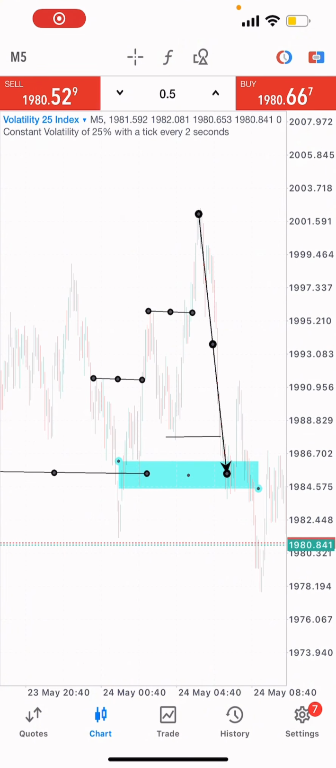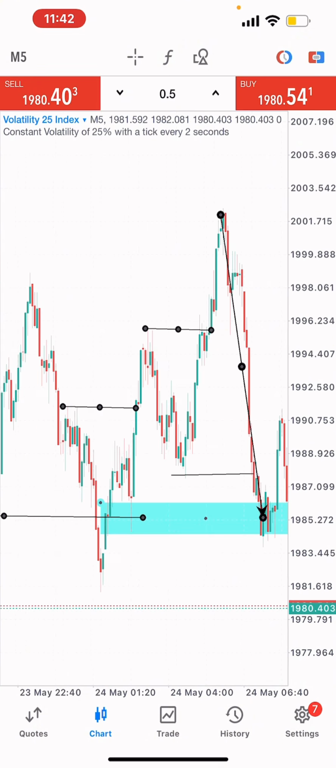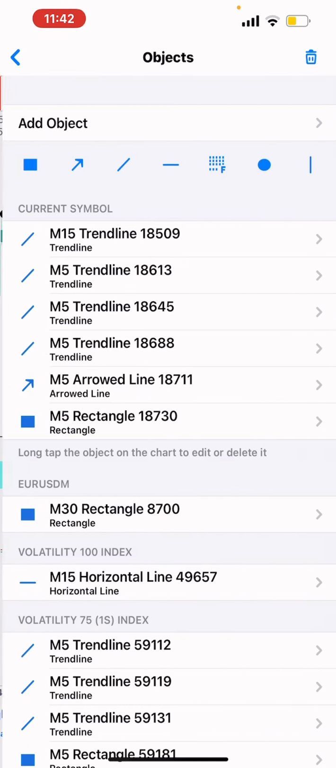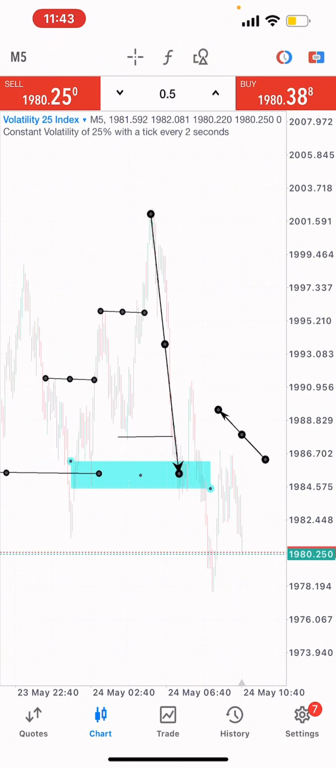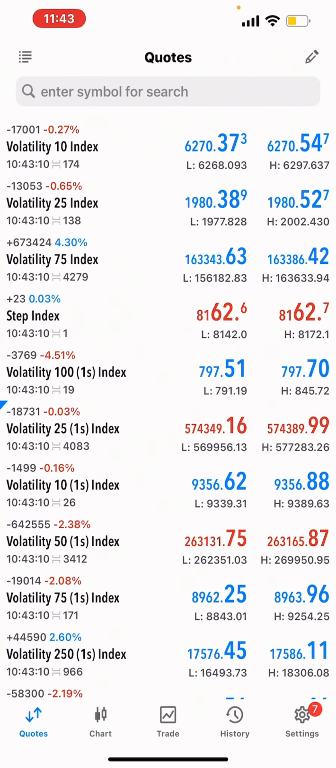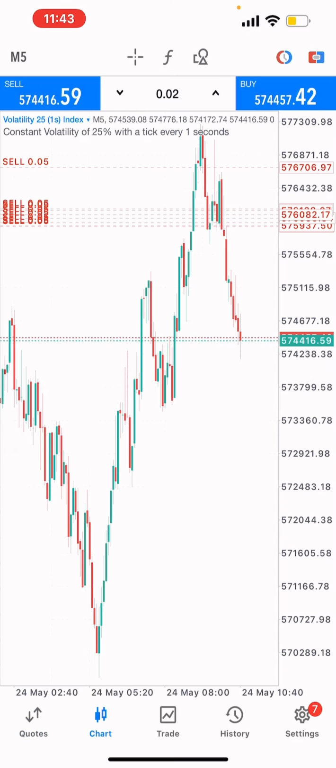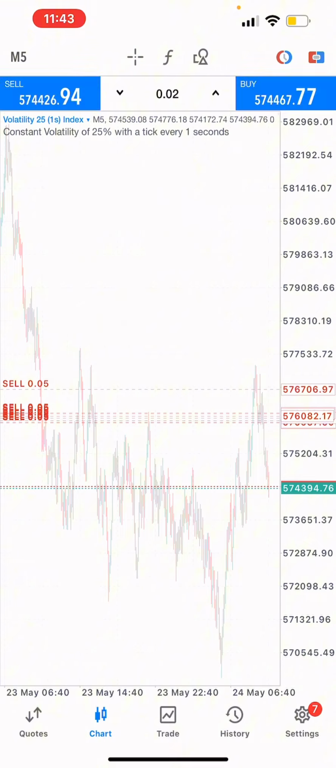So guys, as you can see, this setup actually failed. As soon as we saw this candle here, showing lack of momentum, we closed out of this trade. Right here we have another setup and we're already in profit. This is the Volatility 25 1-second index.